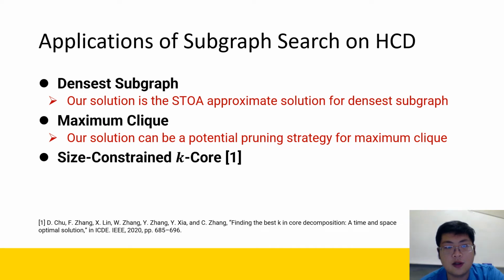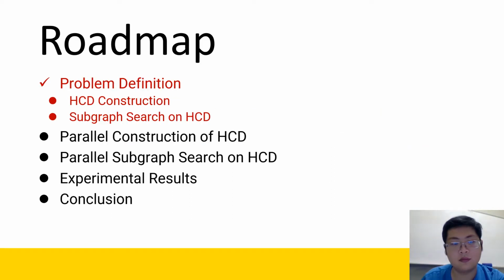For the application of subgraph search, our solution is the state-of-the-art approximate solution for densest subgraph. And also our solution can be a potential pruning strategy for maximum clique. It can also be applied to size-constrained k-core. Next, I will define the problems.